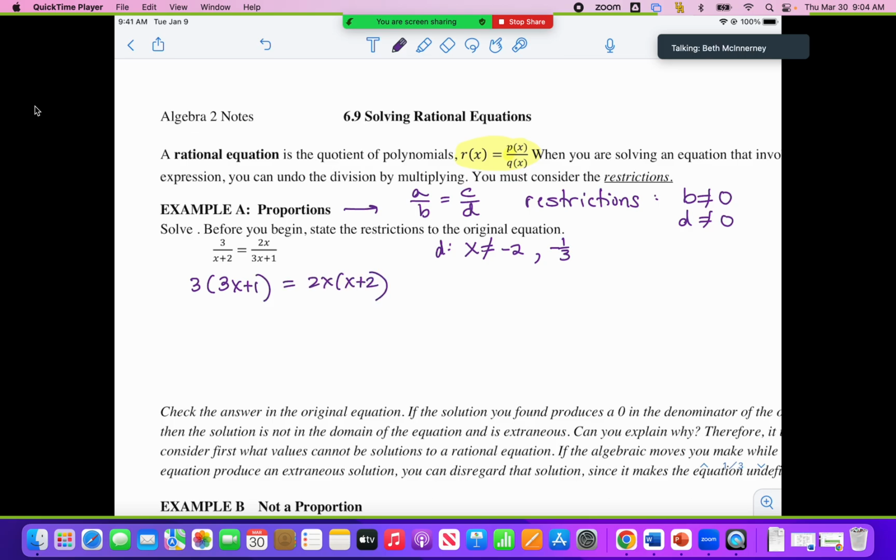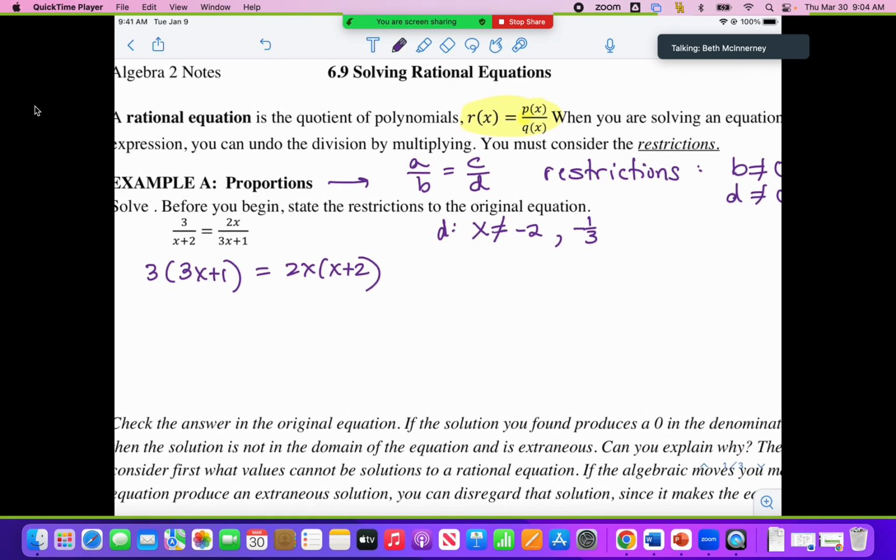If you're struggling to get started, here's that first step. You're going to cross multiply. I get 9x plus 3 equals 2x squared plus 4x. So then, Emma, what do you do next once I've done that? You get everything on one side. Good job. Get everything on one side.